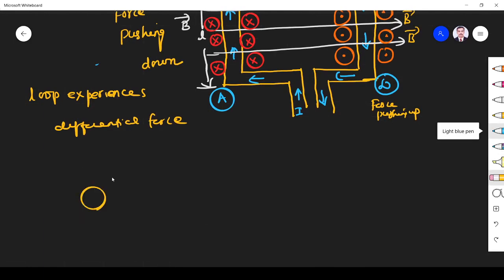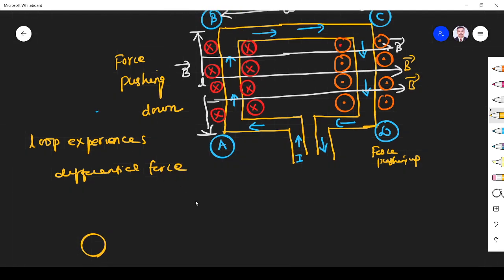Let me do it for arm AB. In arm AB, what happens? Current flows in the Z direction like this. This is the I direction, and the magnetic field will be in the Y direction. B will be in the Y direction.